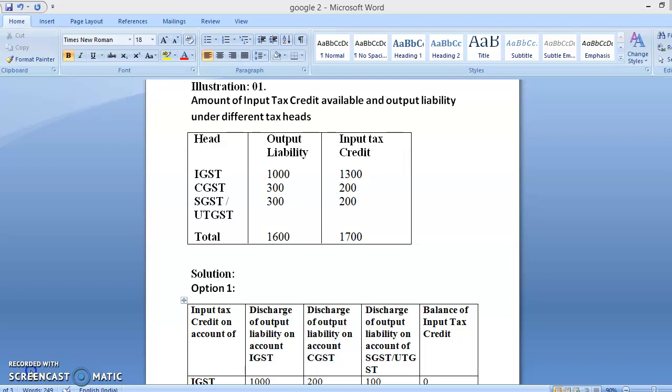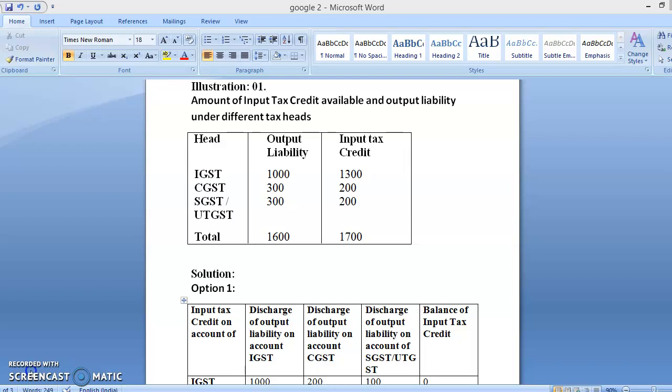Let us discuss this with a problem. In this problem, you can see here IGST liability is 1000 and IGST credit available is 1300. CGST liability to be paid is 300 and CGST credit available is 200. SGST liability to be paid is 300 and credit available is 200. Let us see one of the options to solve this problem.